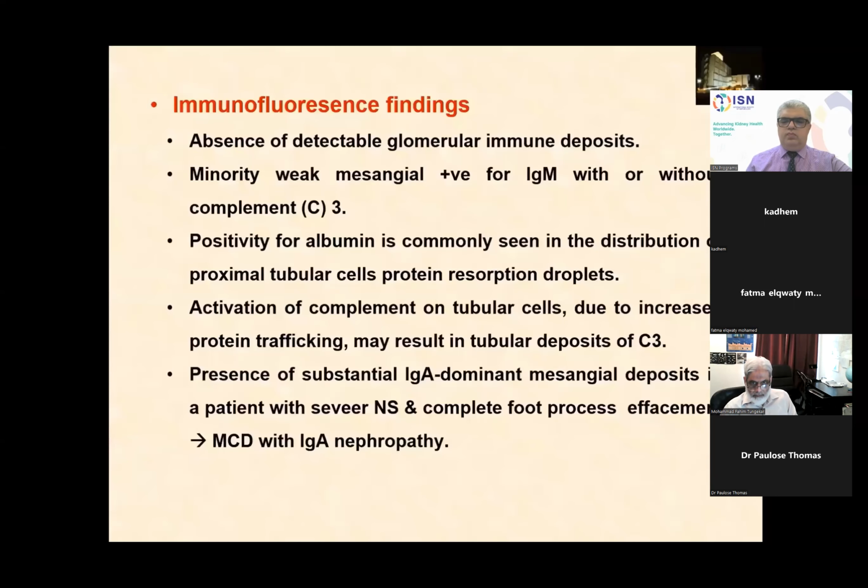For the immunofluorescence, there is absence of detectable glomerular immune deposits; a minority may exhibit weak mesangial deposits of IgM. The tubules show diffuse positivity for albumin, indicating distribution of proximal tubular cell protein resorption droplets.